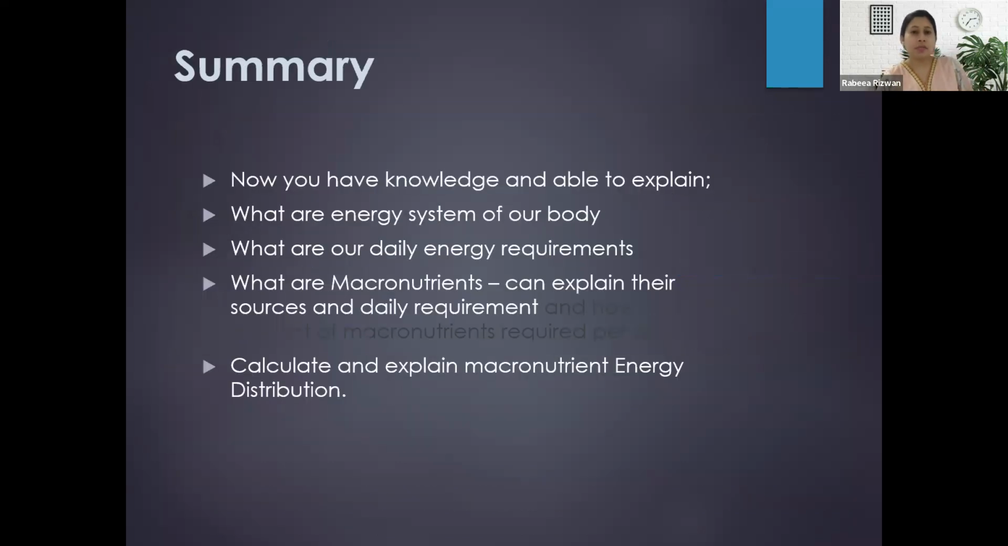Now let's go to the summary. Now you have the knowledge and are able to explain what the energy systems of our body are. These are three: ATP, glycolytic, and oxidative. Then what our daily energy requirements are, what the macronutrients are, what the major sources of these macronutrients are, and how much of them we need daily. And now you are able to calculate these macronutrients from a specific energy or diet source, and explain the macronutrients energy distribution as well.